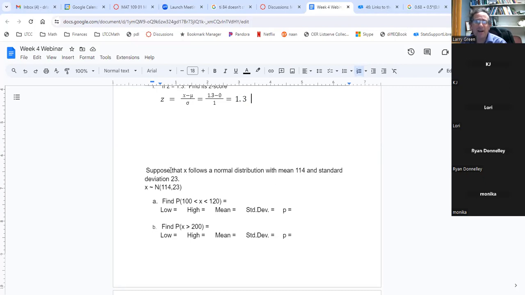And by the way, if x follows a normal distribution with mean 114 and standard deviation 23, we write that, and I'm going to ask you to do this, by the way, possibly even on the exam. So make sure you know how to type this. X tilde N(114, 23). Why am I not using the letter z anymore?